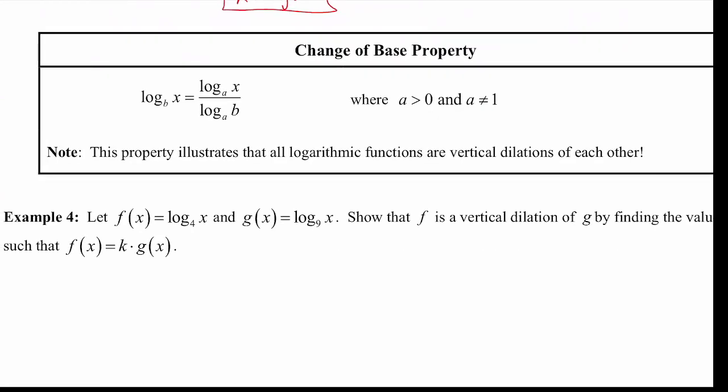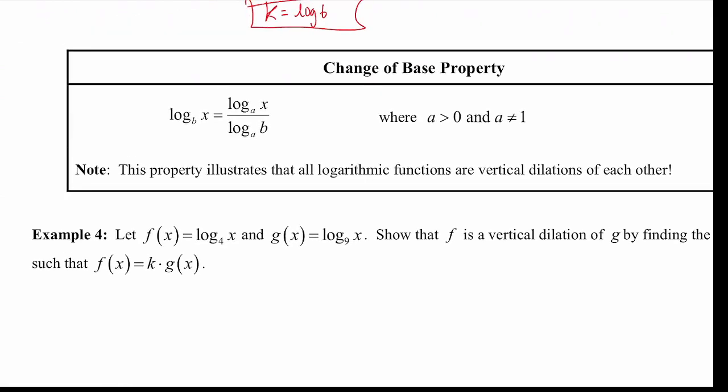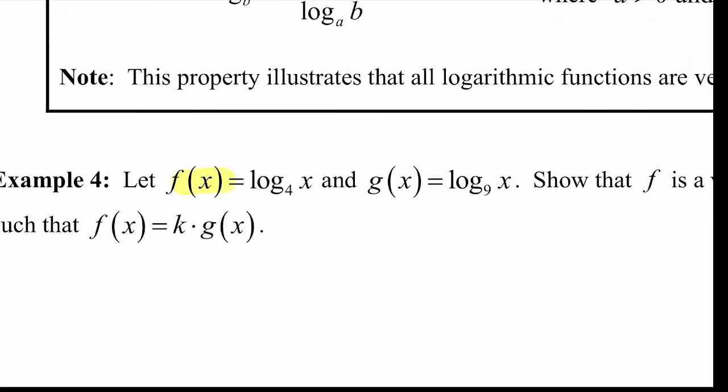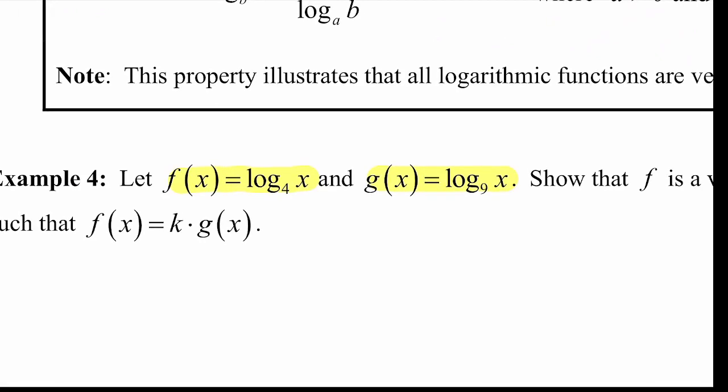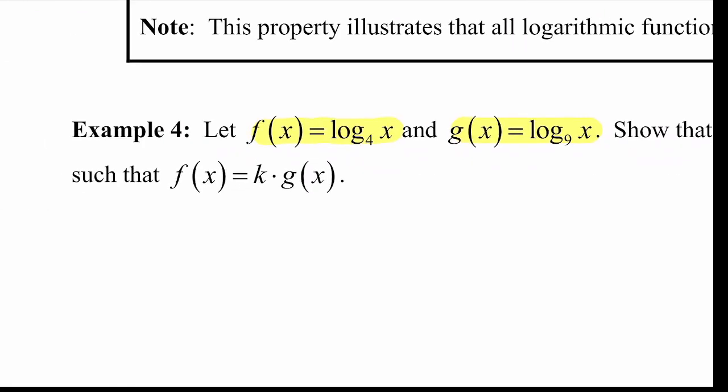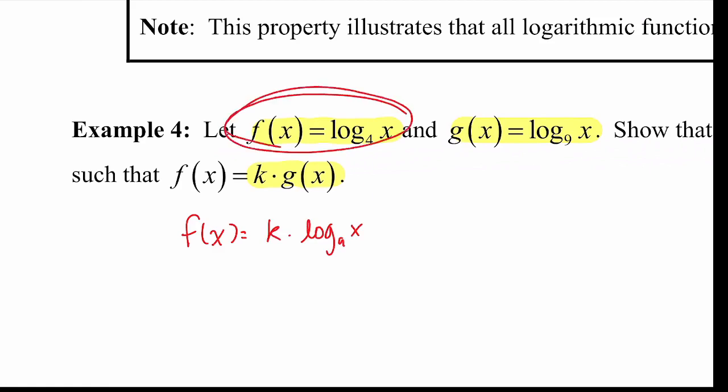All right. The change of base property. So we're going to go more deliberately with this formula and use it in this example. We've already covered it, so let's just apply it here. They claim that f of x equals log base 4 of x, and g of x equals log base 9 of x. What do we want to prove? Let's show that f is a vertical dilation of g by finding the value of k, where k this time is the coefficient of g of x. So maybe I'll just plug in what I know right now. f of x equals k times log base 9 of x. I'm hoping that I can go from here and get to here. That's the whole goal of the problem.